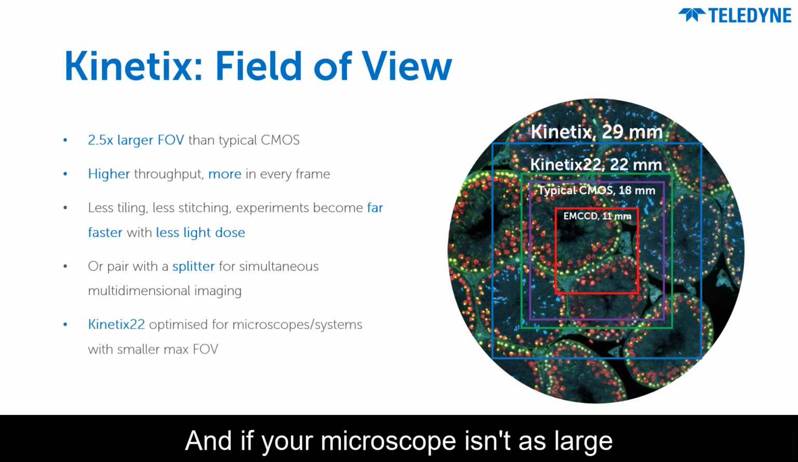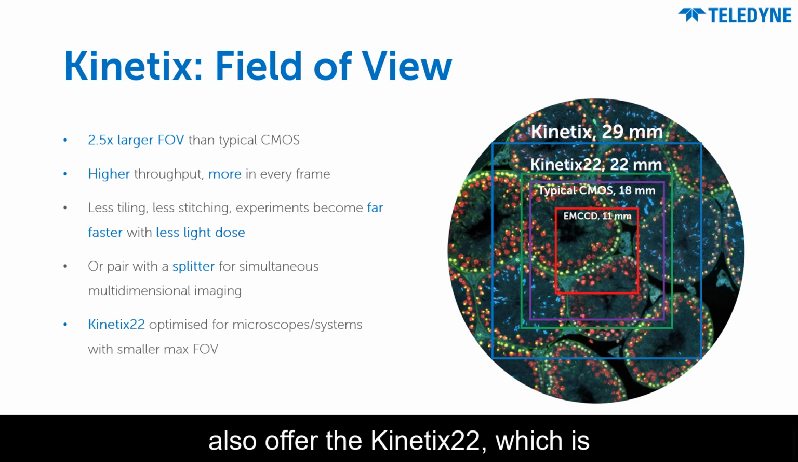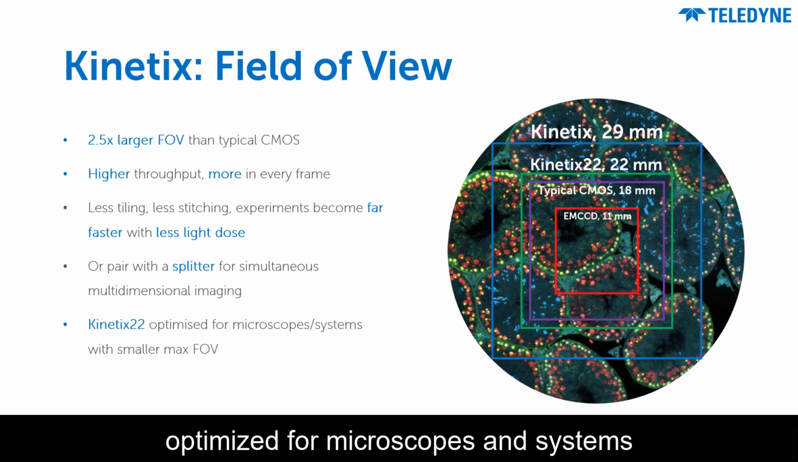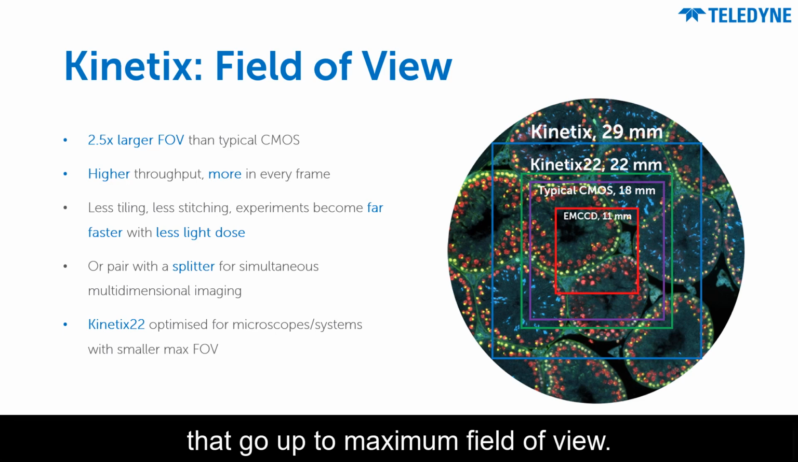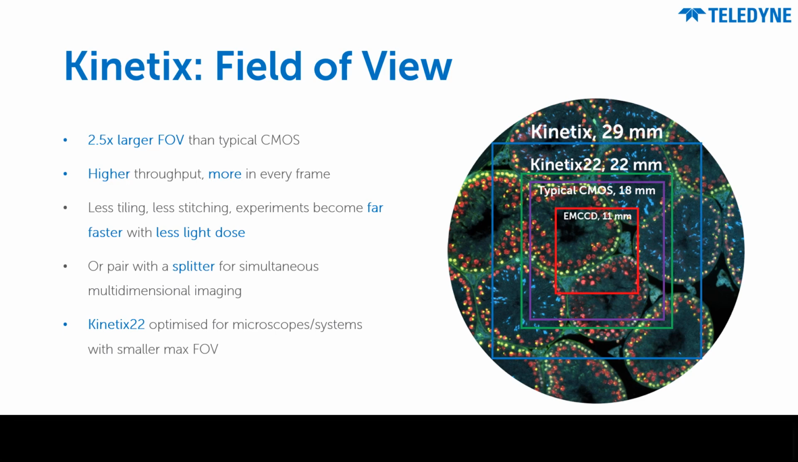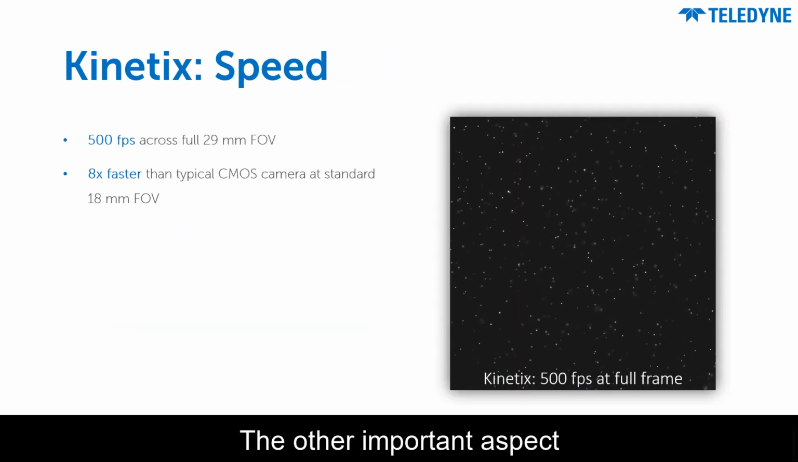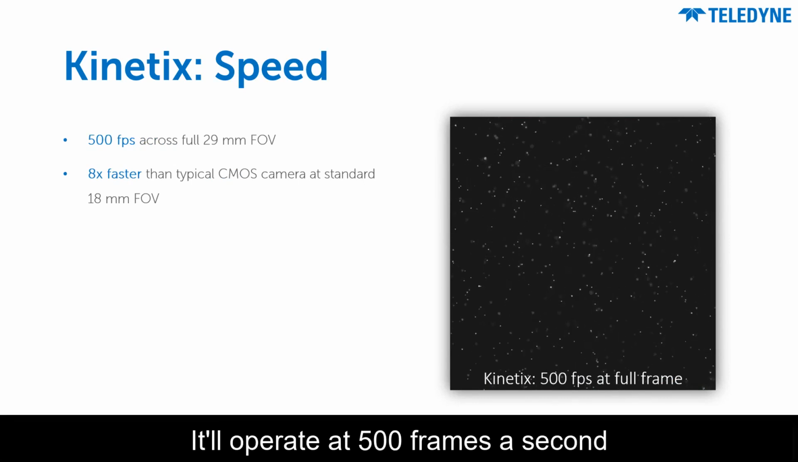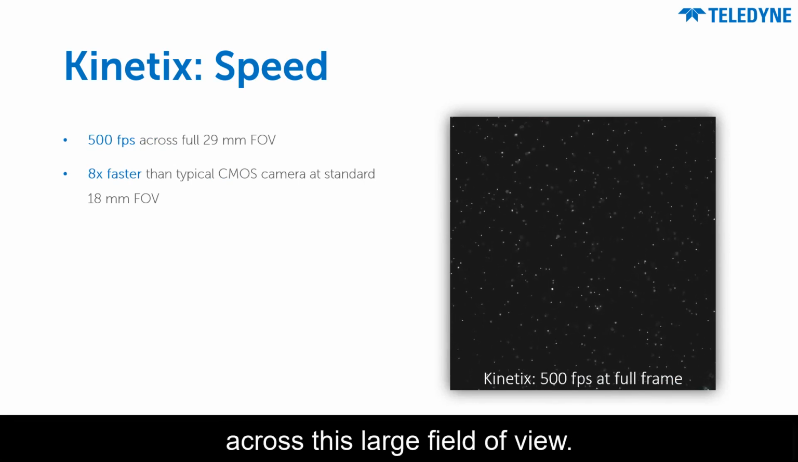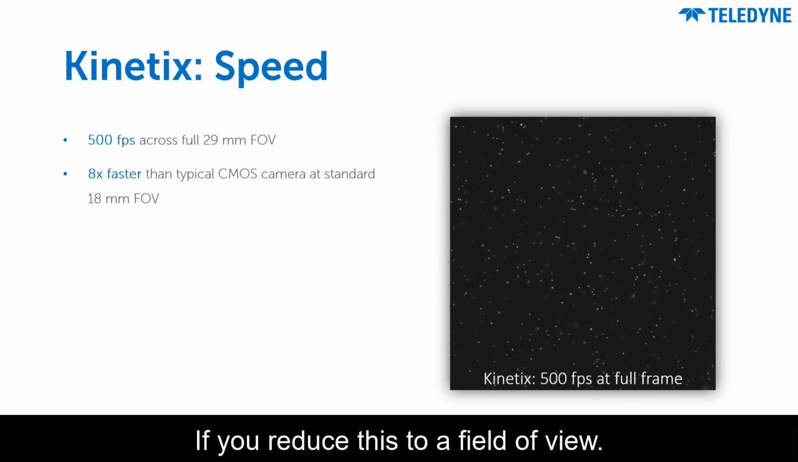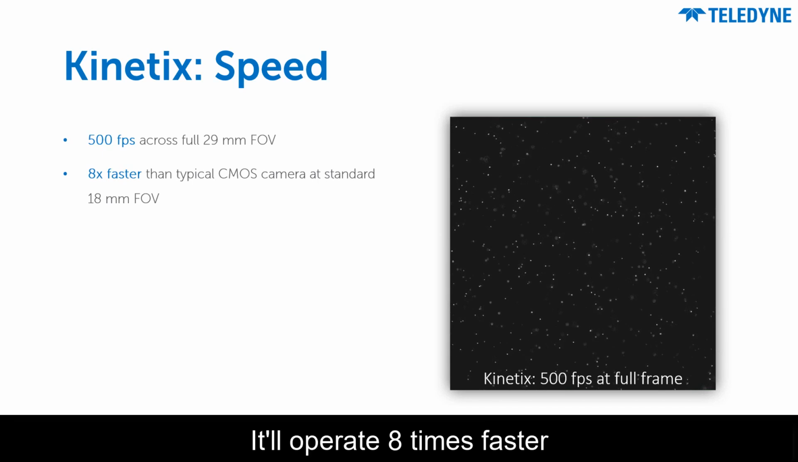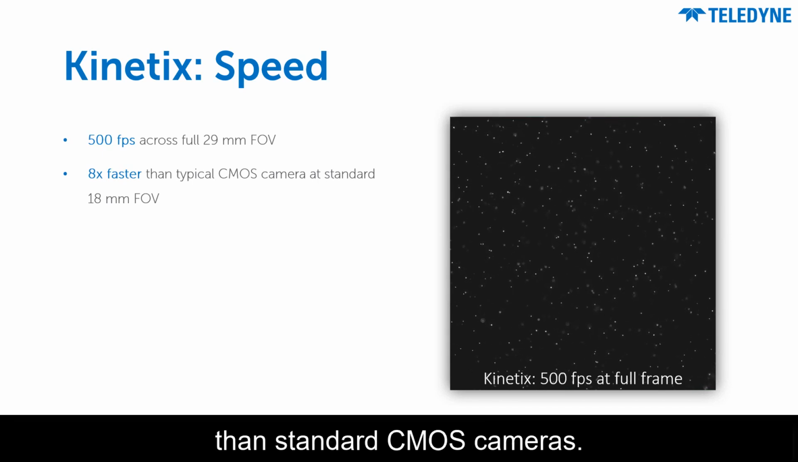And if your microscope isn't as large as the full size of the Kinetics, we also offer the Kinetics 22, which is optimized for microscopes and systems that go up to 22mm maximum field of view. The other important aspect of the Kinetics is speed. It'll operate at 500 frames a second across this large 29mm field of view. If you reduce this to an 18mm field of view, it'll operate 8 times faster than standard CMOS cameras.